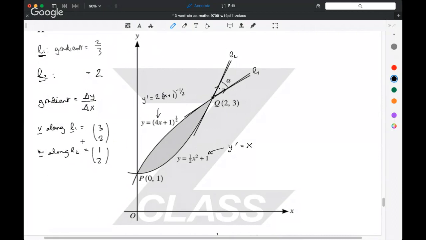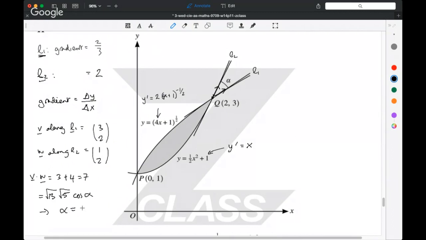And I know that the dot product of these two things is going to be equal to the magnitude of each times the cosine of the angle. So v dot w is equal to 3 times 1 is 3, plus 2 times 2 is 4. And that's equal to the magnitude of v, which is the square root of 9 plus 4, 13, times the magnitude of L2, which is the square root of 1 plus 4, times the cosine of the angle between them. Well, I can just then solve for alpha.